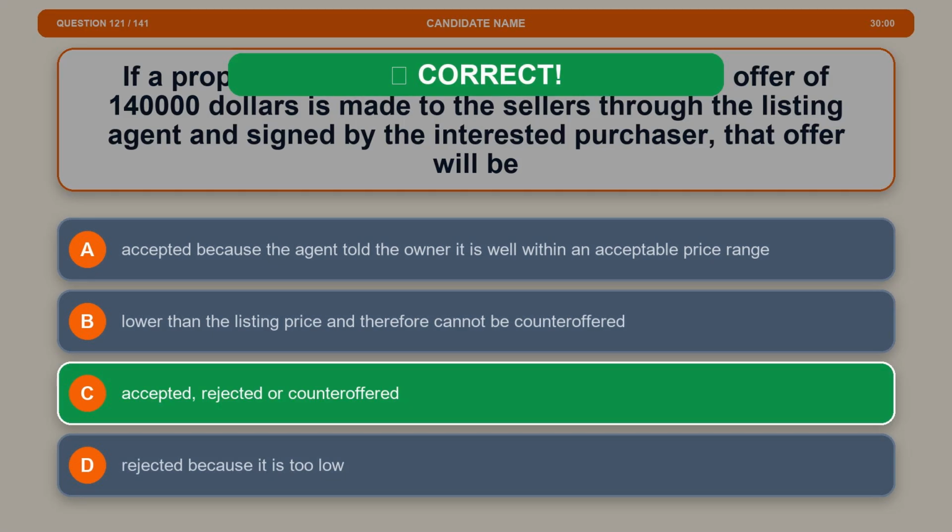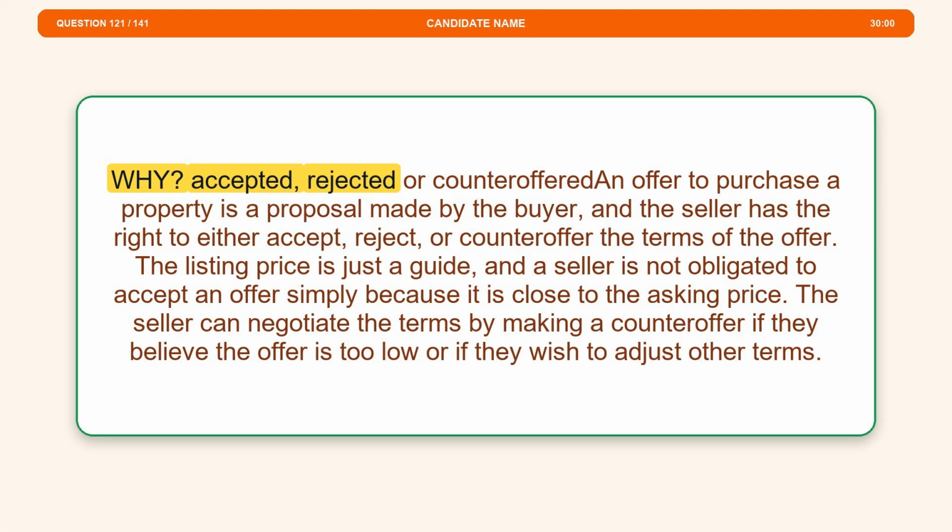The correct answer is option C. Accepted, rejected, or counteroffered. An offer is a proposal made by the buyer, and the seller has the right to either accept, reject, or counteroffer the terms of the offer. The listing price is just a guide, and the seller is not obligated to accept an offer simply because it is close to the asking price. The seller can negotiate the terms by making a counteroffer if they believe the offer is too low or if they wish to adjust other terms.